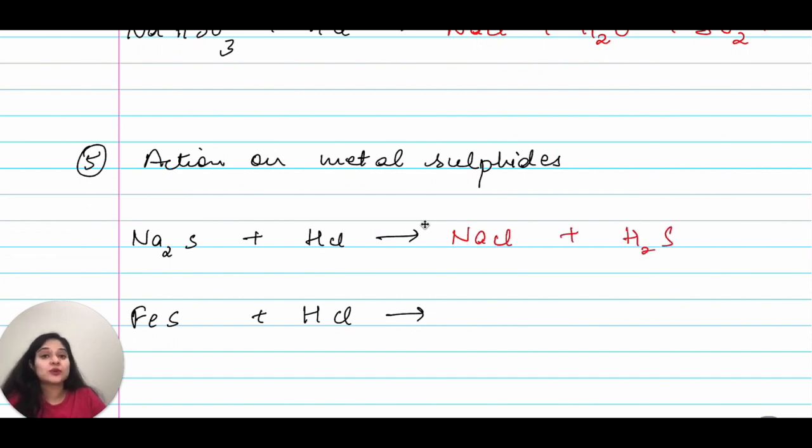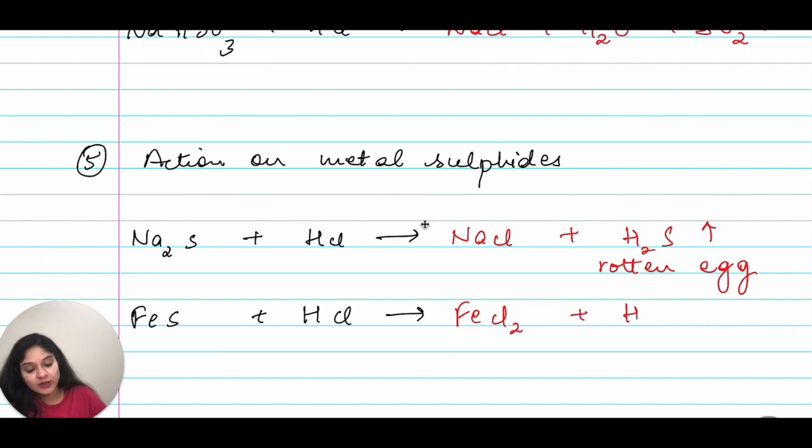What is H2S gas? That is hydrogen sulfide gas. What does it smell like? It smells like rotten egg. You need to know these differences between the gases. So H2S is a rotten egg smell. Next, FeS plus HCl will give me FeCl2 plus H2S. Again, rotten egg smell.